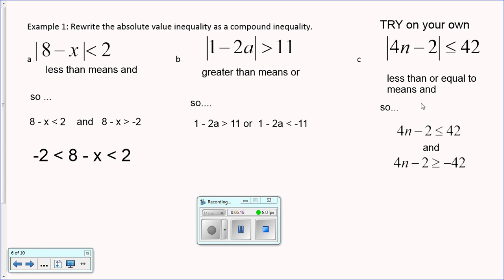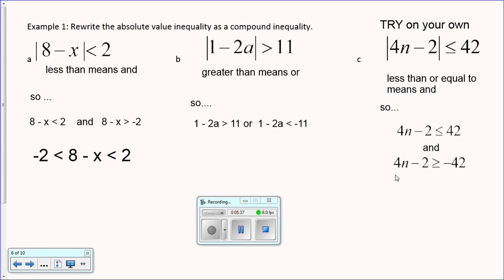So there we go. We have 4n minus 2 is less than or equal to 42. I just keep it the same. Everything's the same except the absolute value symbols are gone. And the other one is 4n minus 2. Flip my sign to be greater than or equal to, and change my 42 to be negative 42. Okay? So that's the first half.